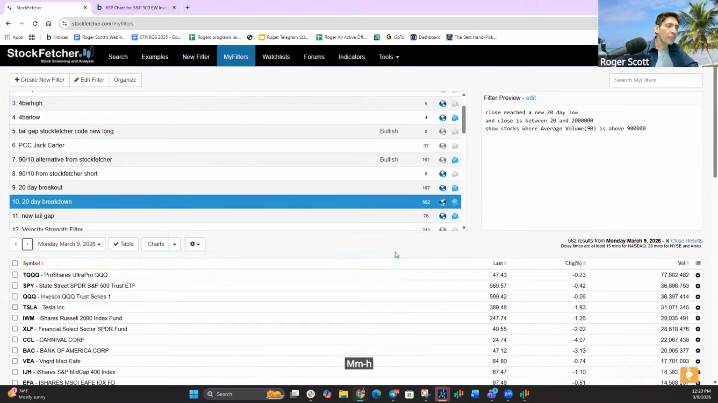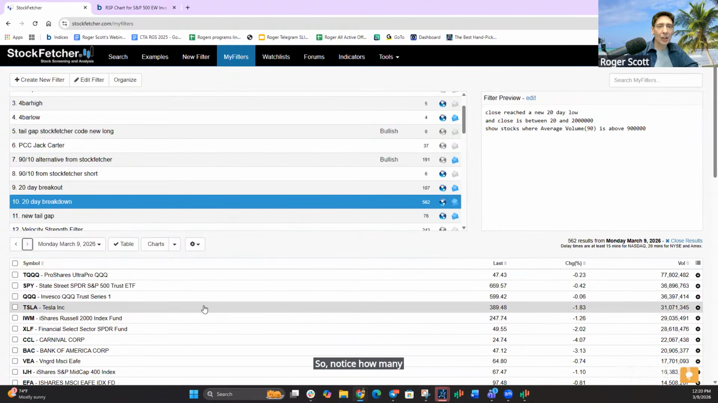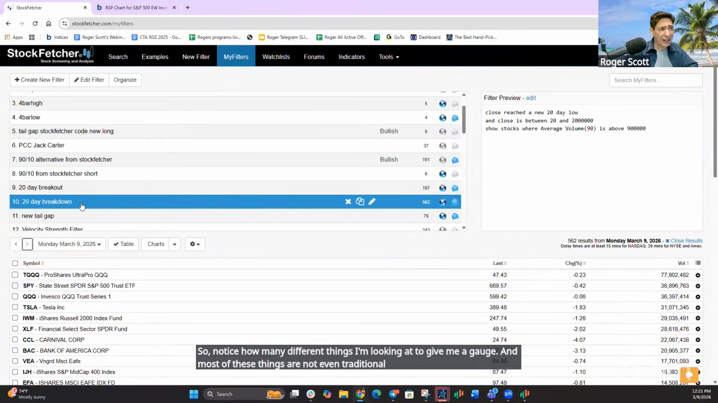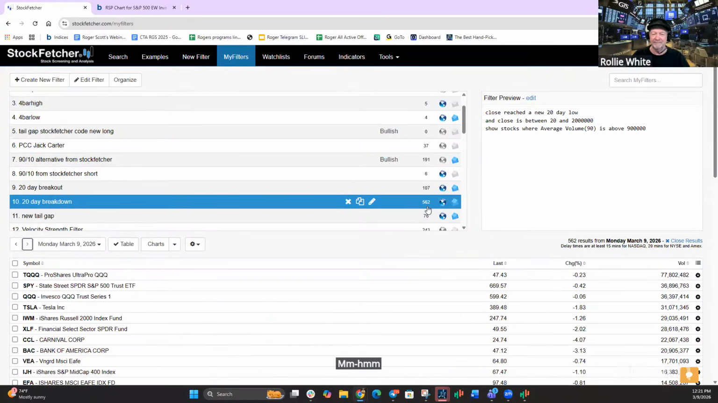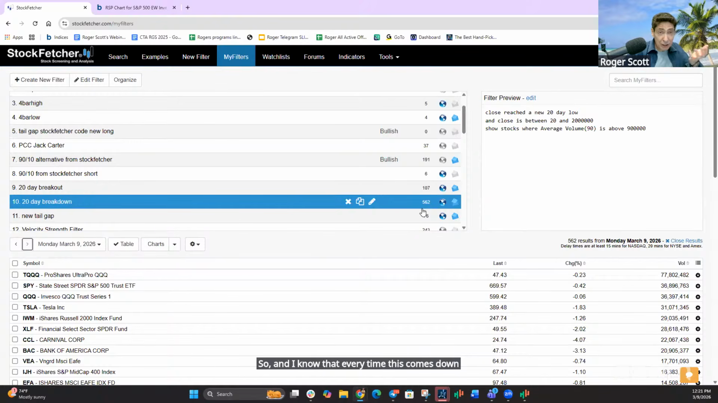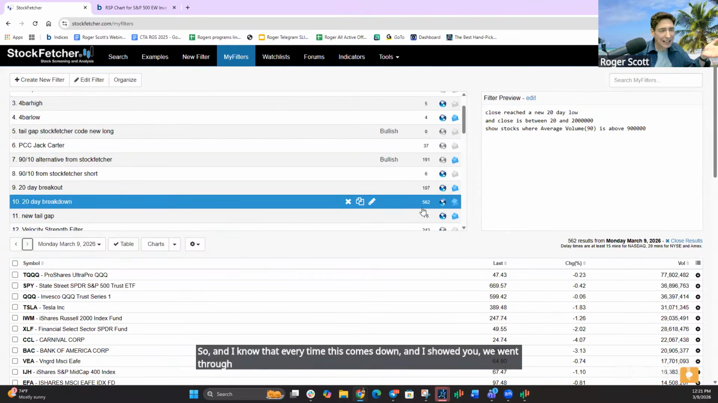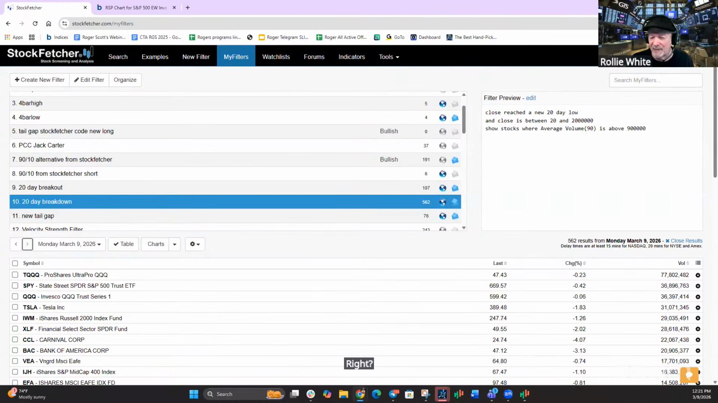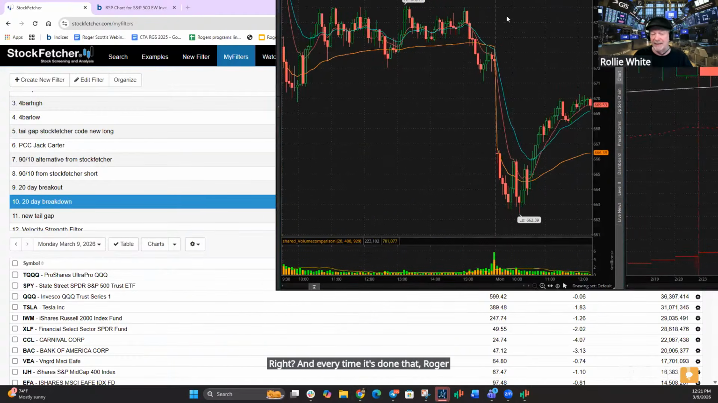So notice how many different things I'm looking at to give me a gauge. And most of these things are not even traditional. Who the hell would look at how many stocks are making a 1 month low intraday? Nobody does that. This is not an indicator. This is just something I've been looking at every single day for 20 years. And I know that every time this comes down, and I showed you a few days ago, it hardly ever goes into the 500s. To go into the 700s is extreme, and in most cases, it does tend to revert.